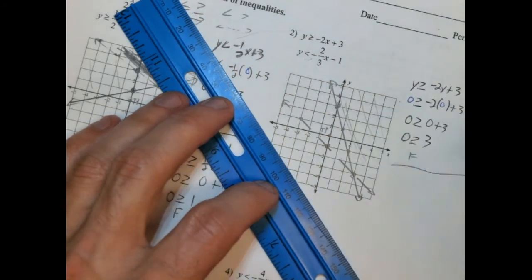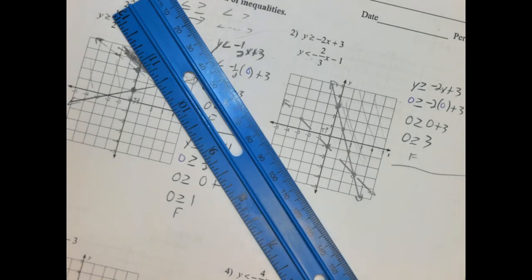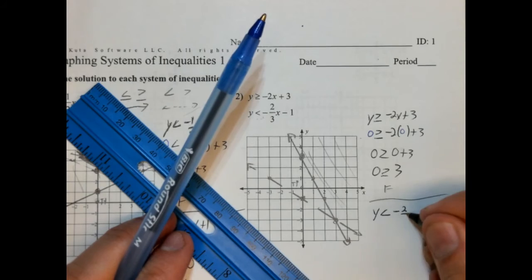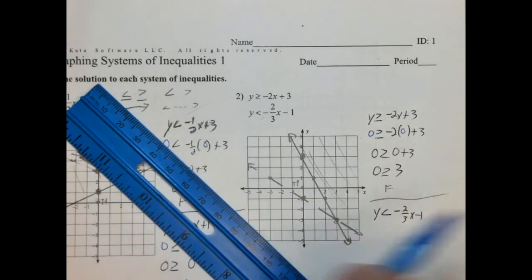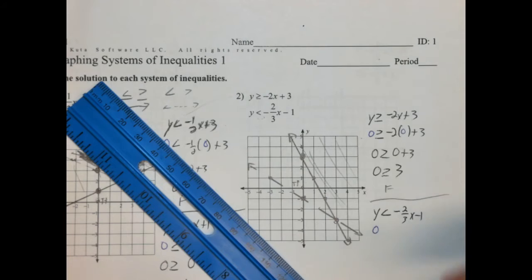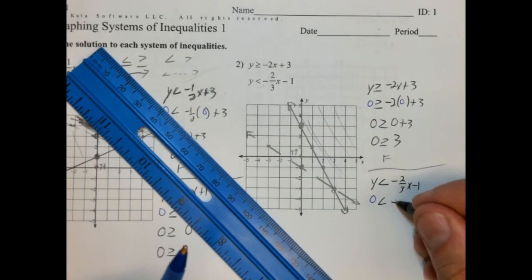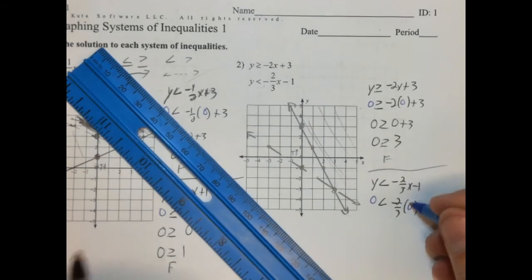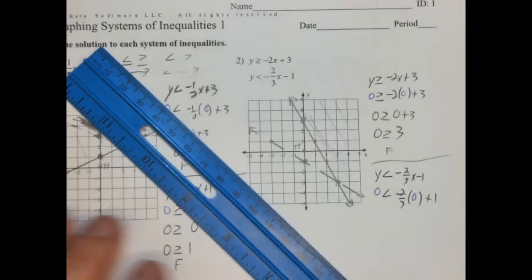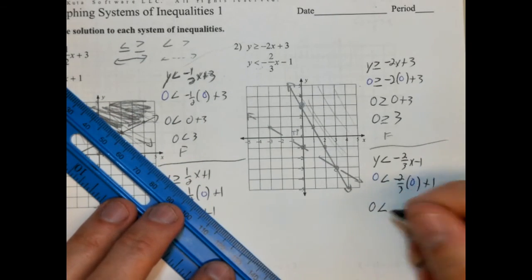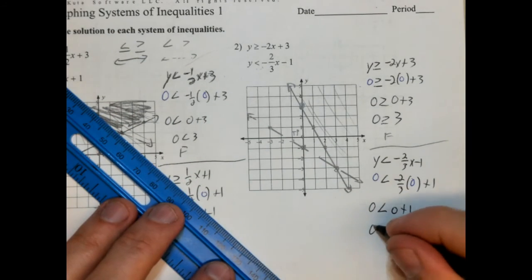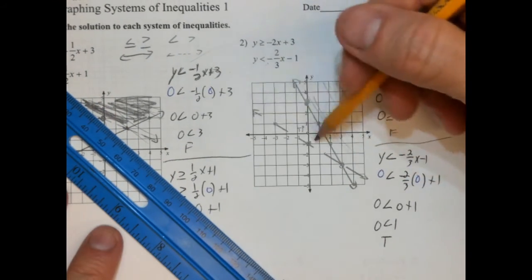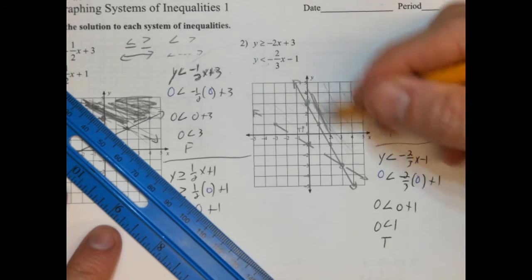Okay, we use the same test point. So we're going to have y is less than negative 2/3 x minus 1. Plug in 0 for x and y. Negative 2/3 times 0. 0 is less than 0 minus 1... rather, 0 is less than negative 1 shifted, giving 0 is less than 1. That is a true statement. So that means this is shading towards the test point, which means this is the area they have in common.